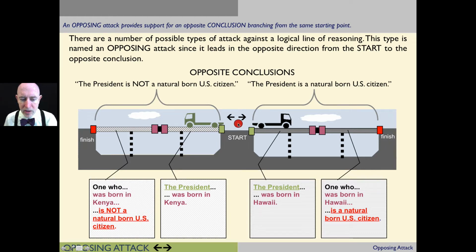So this is where, in the opposing attack, you're objecting by making an argument for the opposite conclusion using reasoning that begins at the same start and travels in the opposite direction.